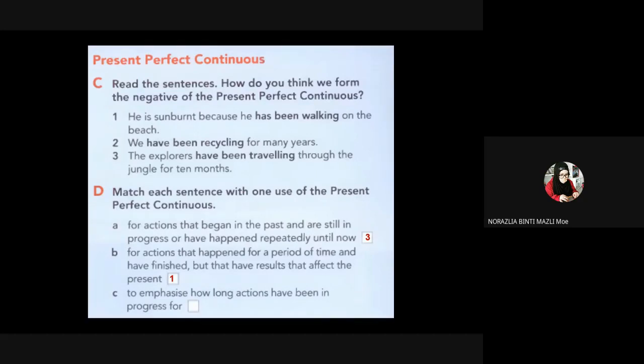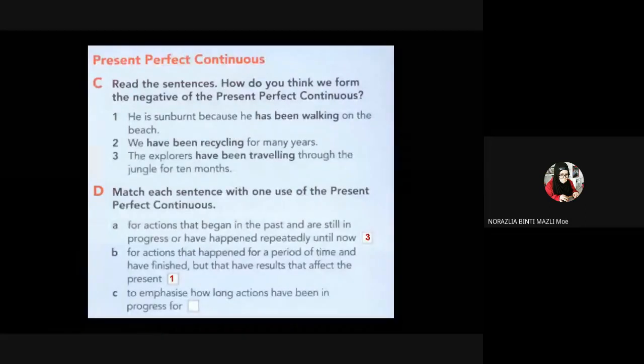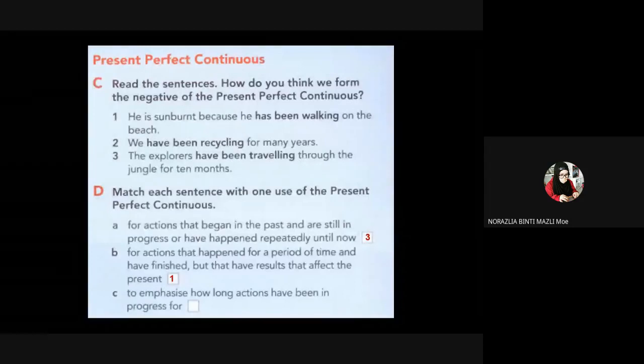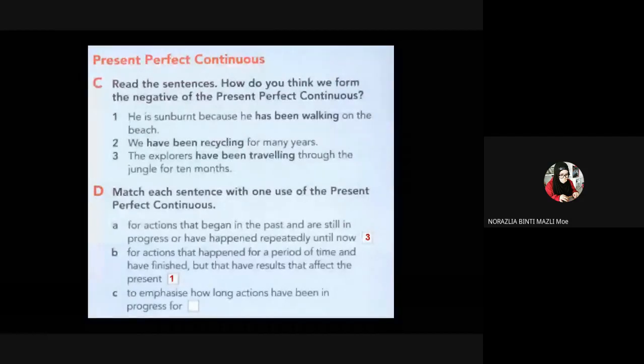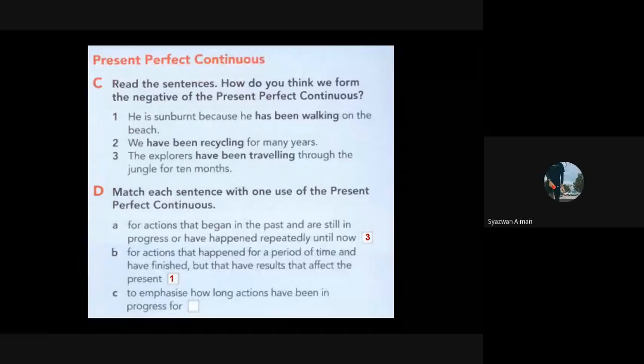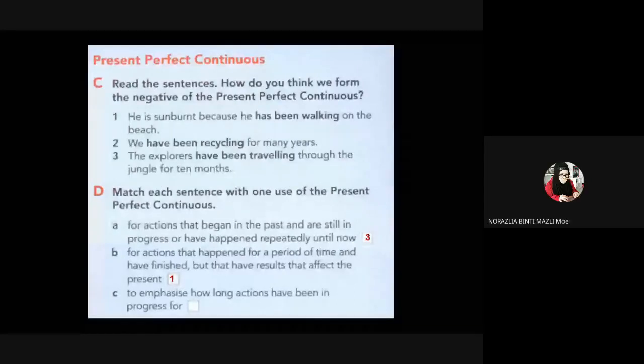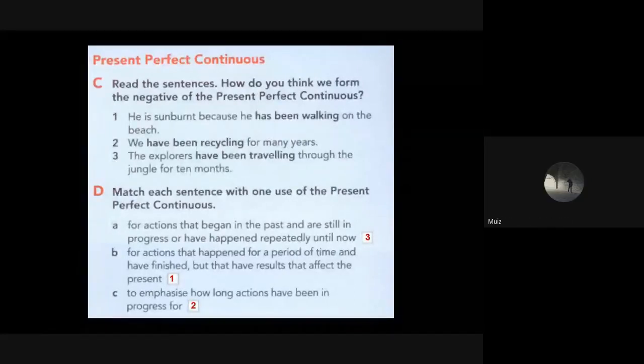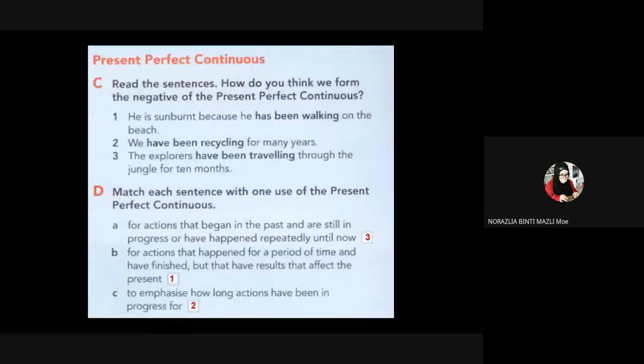Okay, number 1 for actions that happen for a period of time and have finished but that have results that affect the present. So he is sunburned because, ingat dia kata affect kan? So because he has been walking on the beach. Okay, last one to emphasize how long actions have been in progress for. So yang ni lah jawapan dia. Two. Betul. So see, we have been recycling for many years. Dia nak emphasize.